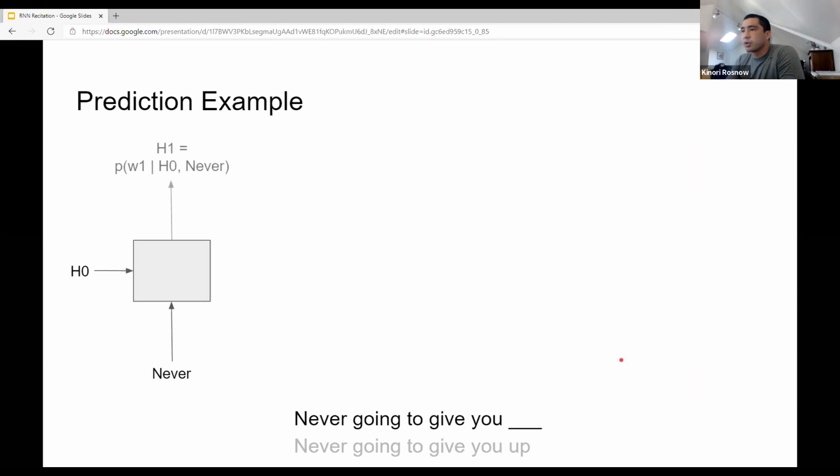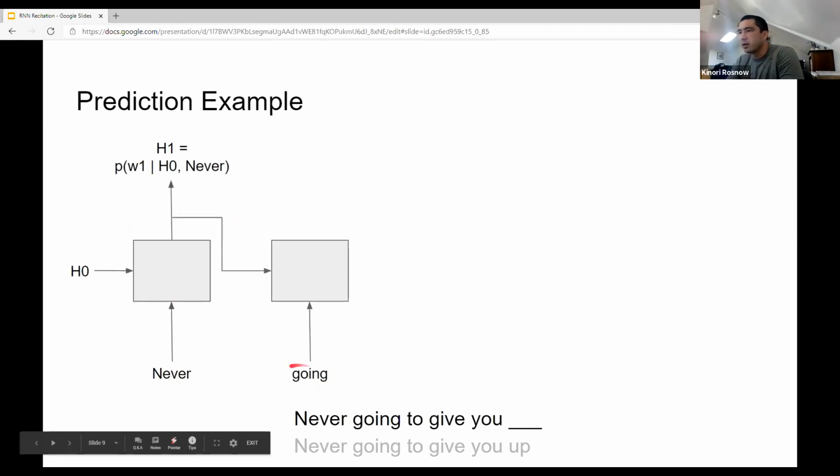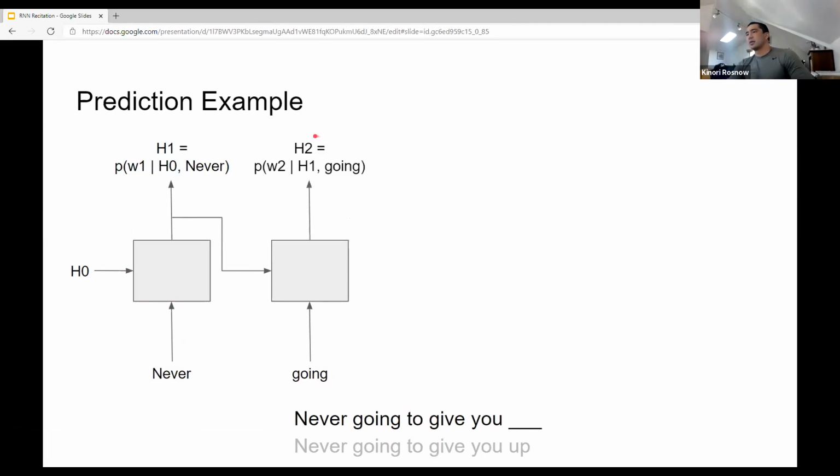So "never" is going to produce some hidden state, which is equal to the probability of the first output, because this is the 0th input, right? The first output given this initialized hidden state and the word "never". Now, because we already have "going" here, we can pass this hidden state, but we can also give it "going". So we give it the ground truth of the next word, and then it will also output the second hidden state, and that is the probability of word 2 given that first hidden state and "going".